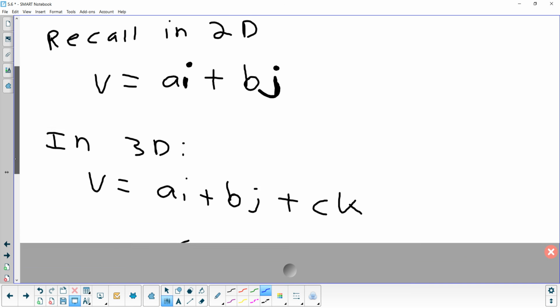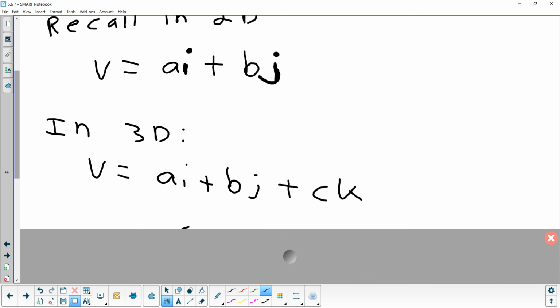All right, so 3D. A would be your x-axis. I can't really say horizontal and vertical anymore because that applies more to 2D. So I'm going to switch to saying A is the x-axis component, B is the y-axis component, and C is the z-axis component. And this is how you write a 3D vector in unit vector notation. The A, the B, and the C would all be numbers.